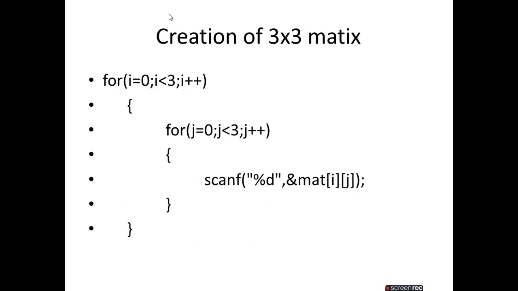Create a 3 cross 3 matrix. This is the algorithm for creating the matrix. Basically, we use a nested for loop. As I already told you, here we try to create a 3 cross 3 matrix, meaning 3 rows and 3 columns. That's why the order is 3 cross 3. So we have no need to go beyond 3.